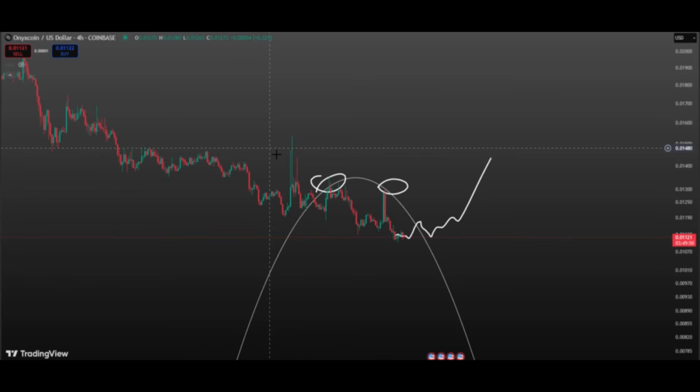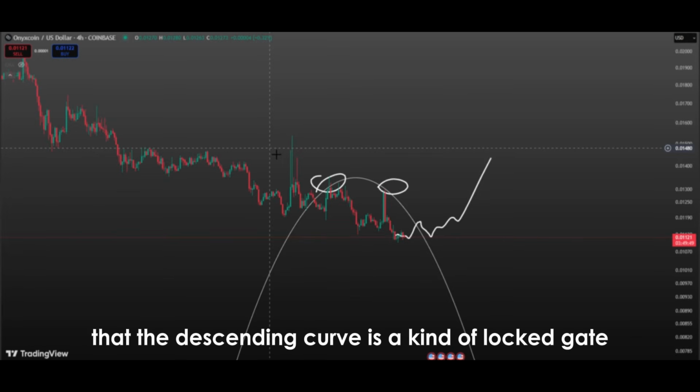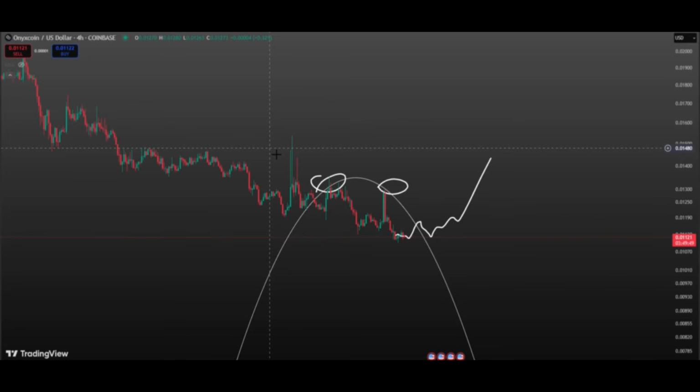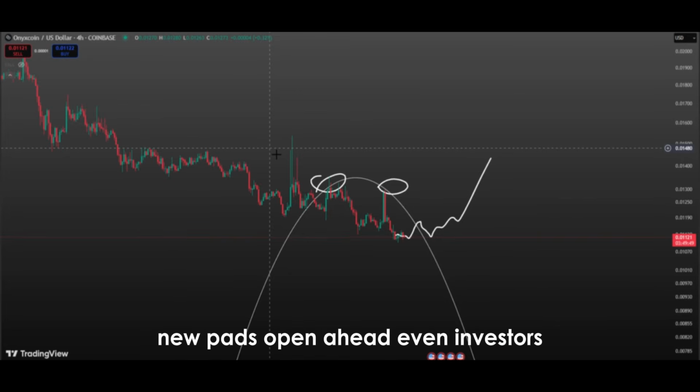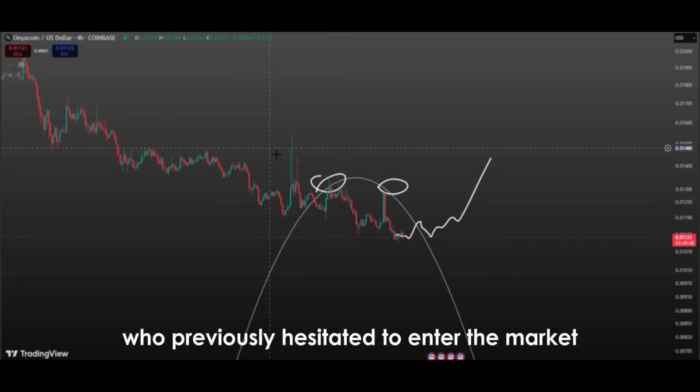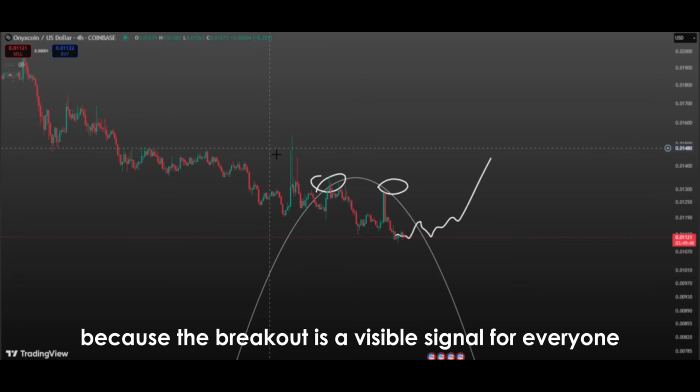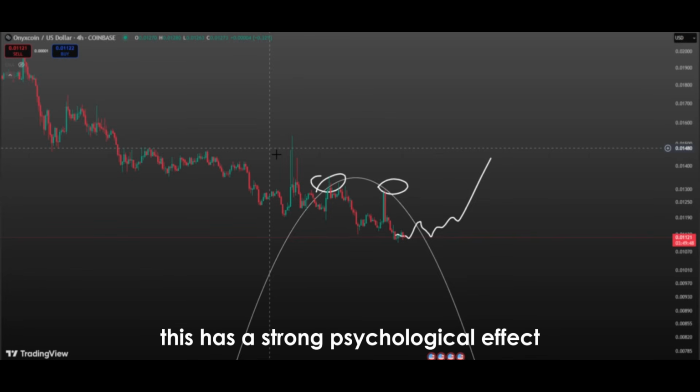At this point, investors should remember that the descending curve is a kind of locked gate. Once the price opens this gate, new paths open ahead. Even investors who previously hesitated to enter the market step in because the breakout is a visible signal for everyone. This has a strong psychological effect.